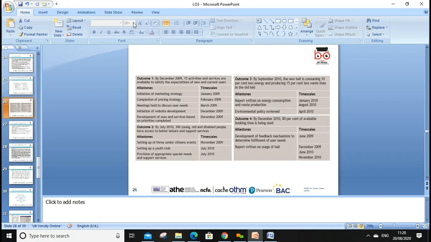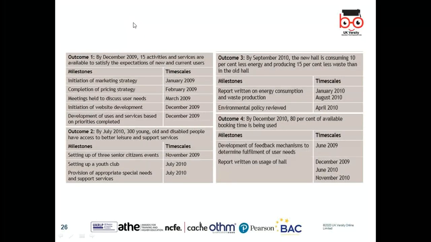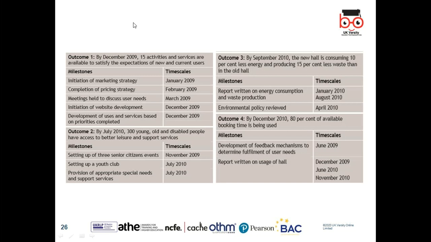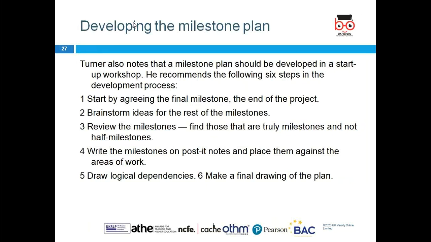This is one of a few examples of what the milestones are and how we can set them. So these can all be a project, like a milestone chart with different outcomes. For example, we want 80% of available booking time to be used. So that can be an outcome, and what will be the milestone for this, and the time to start and finish.